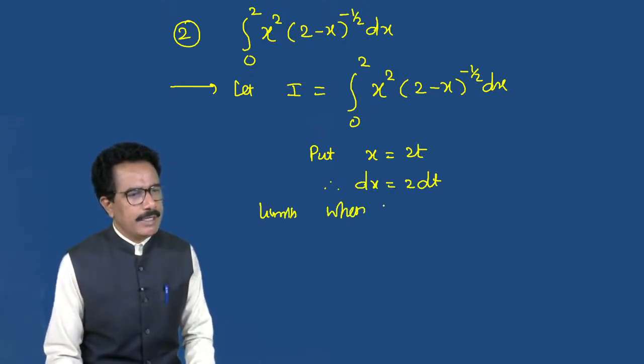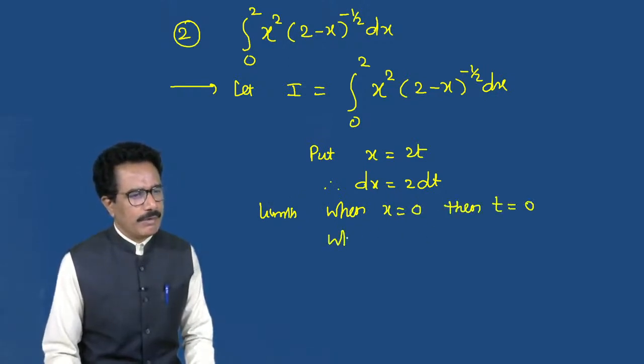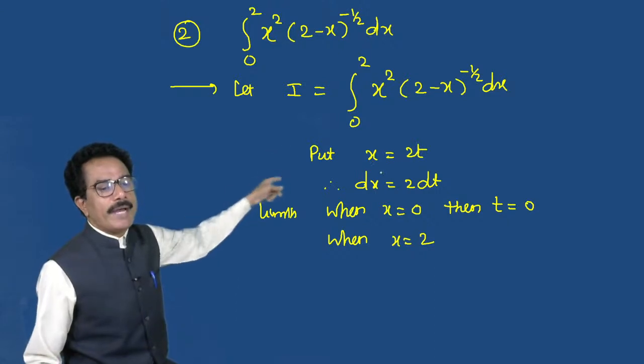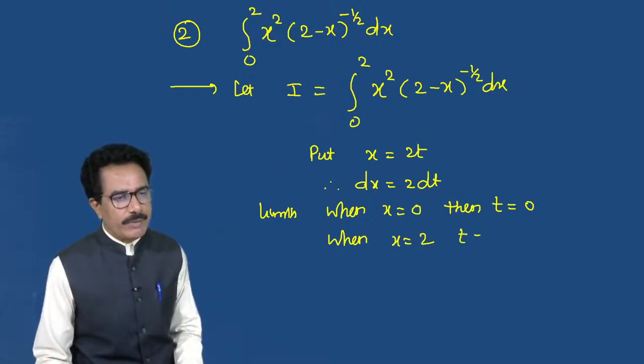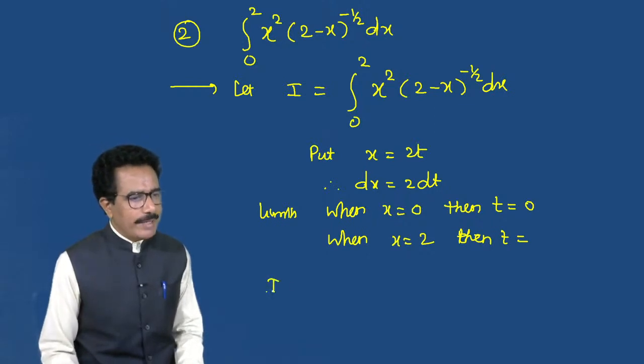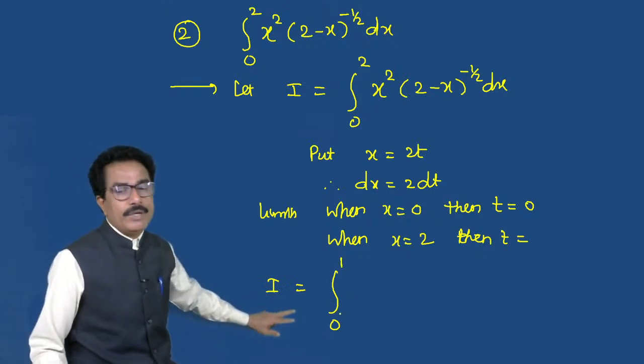When x is equal to 0, then t is equal to 0. When x is equal to the upper limit 2, then put 2. 2 divided by 2 means t is equal to 1. So our integral becomes integral from 0 to 1, because for the replacement of a beta function, we need the integral from 0 to 1.